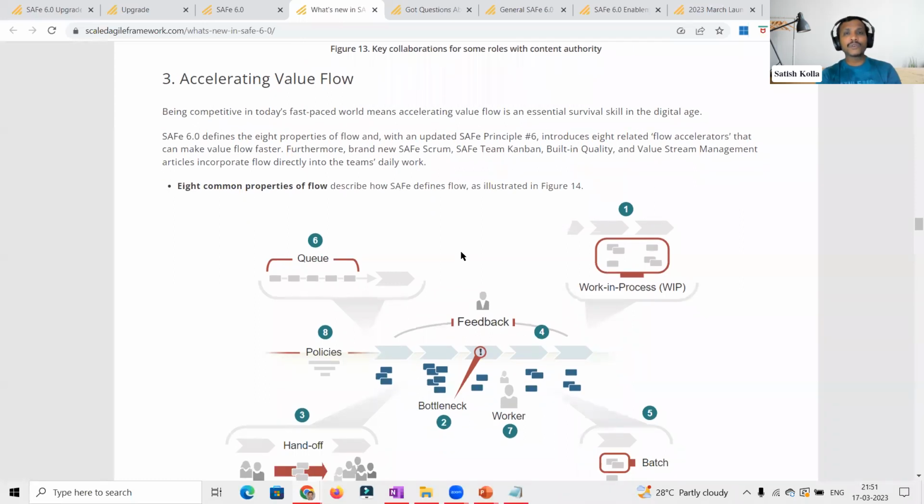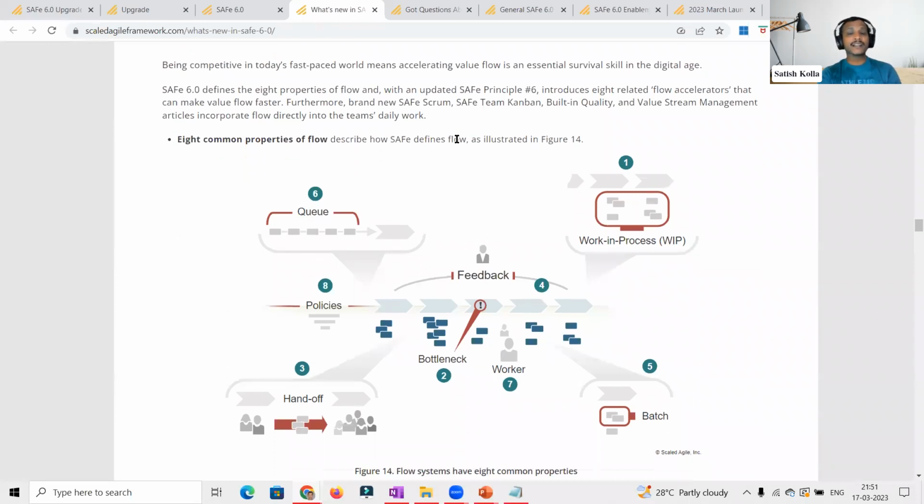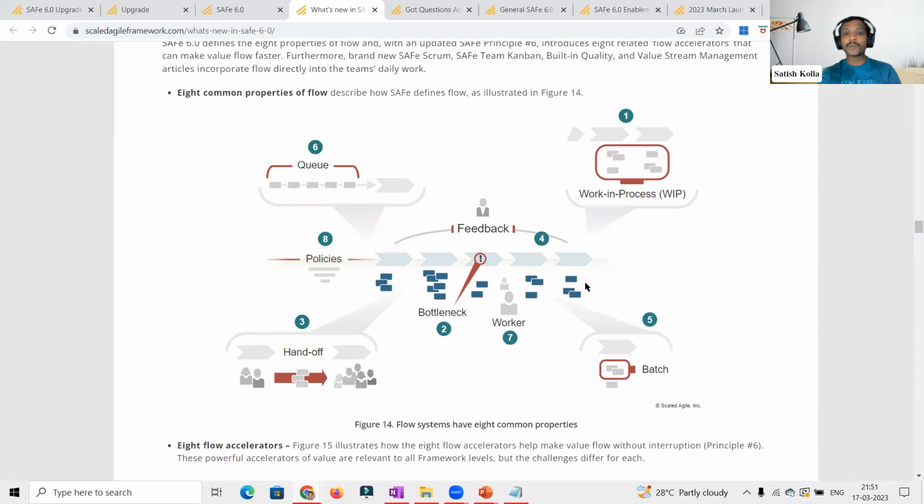Then moving on to the flow, we discussed that principle number 6 is defined and the flow is highlighted and articulated. From the house of lean, it is taken up and now included in principle number 6. So that is where the third theme is all about accelerating the value flow. This is being done by using these 8 common properties, setting up the WIP limits, identifying the bottlenecks, and trying to eliminate or remove the impediments, anything as such.